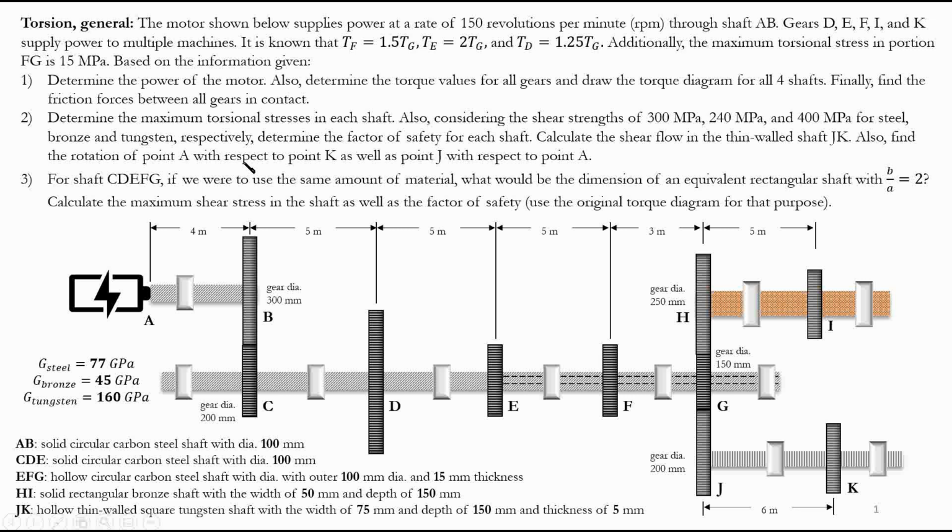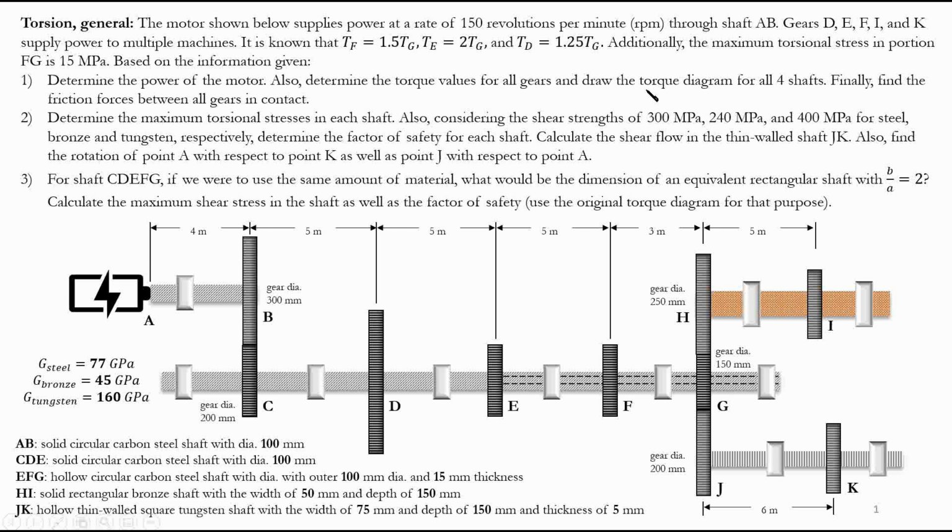The question says the motor shown below supplies power at a rate of 150 revolutions per minute. So we know that this is basically the N value, right? When we know the power formula, it's 2 pi N T over 60, and this is N. Of course, we're going to talk about it later, but just as we go, we can extract information as well.